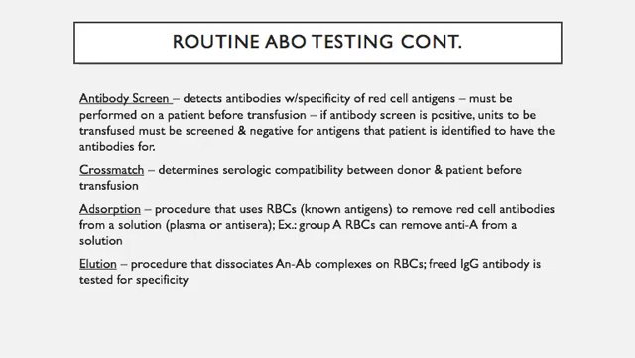What we're looking for in the antibody screen are antibodies outside of the normal naturally occurring ABO antibodies. So we're trying to determine if this patient has, at any point in the past, developed these alloantibodies in response to either pregnancy or transfusion, because if they do have these unexpected antibodies and they require a blood transfusion, we have to make sure to give them blood that is compatible, that they're not going to have reactivity to.